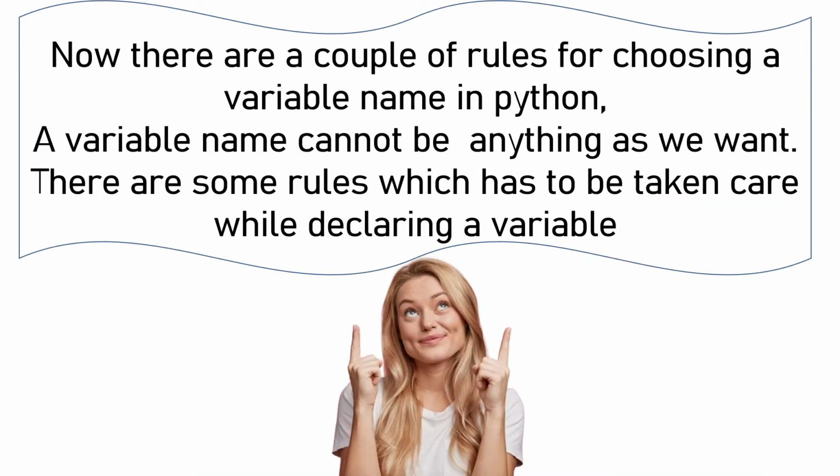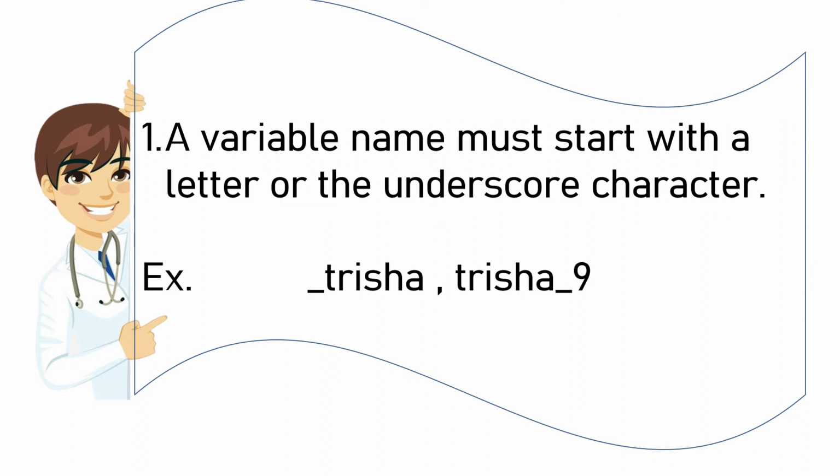Now there are a couple of rules for choosing a variable name in Python. A variable name cannot be anything we want. There are some rules which have to be taken care of while declaring a variable. A variable name must start with a letter or the underscore character. Here we can see examples like _Trisha. This is a correct variable name. And here Trisha_9, this is also a correct variable name.